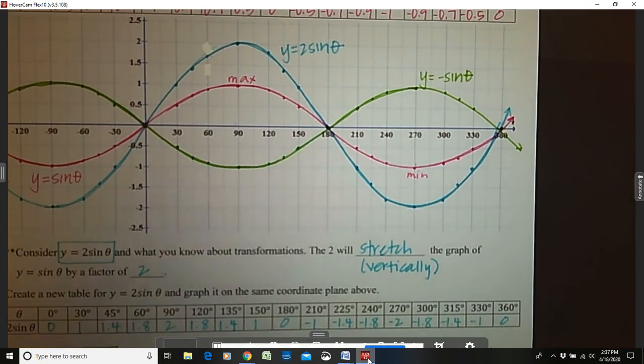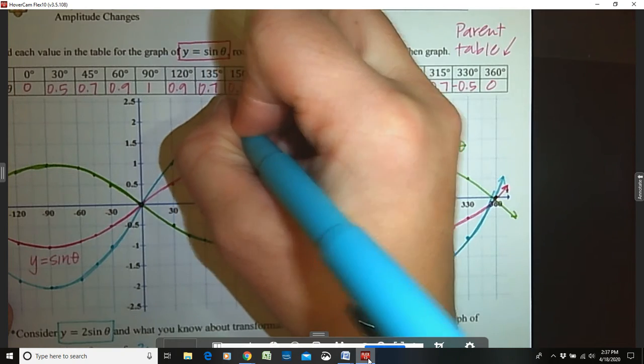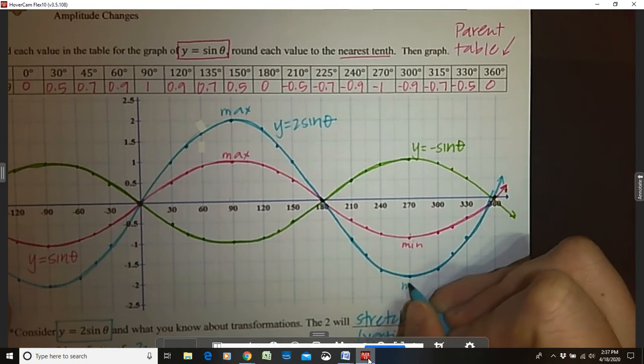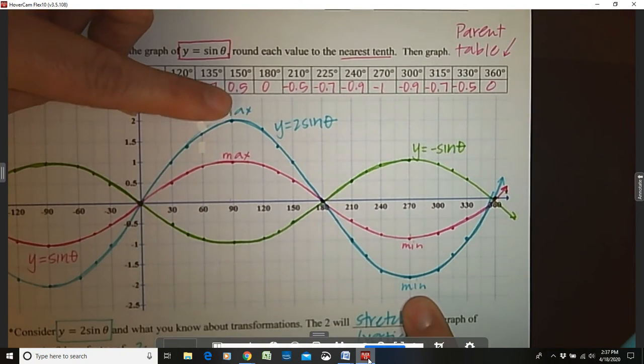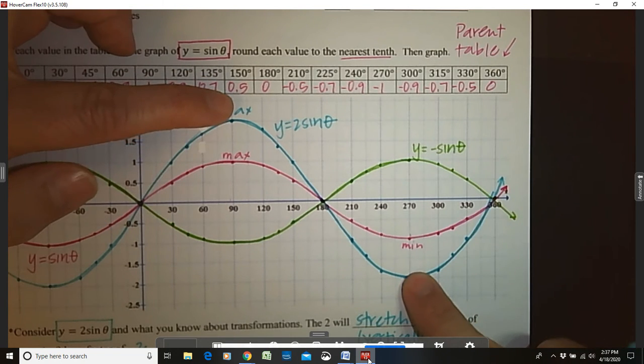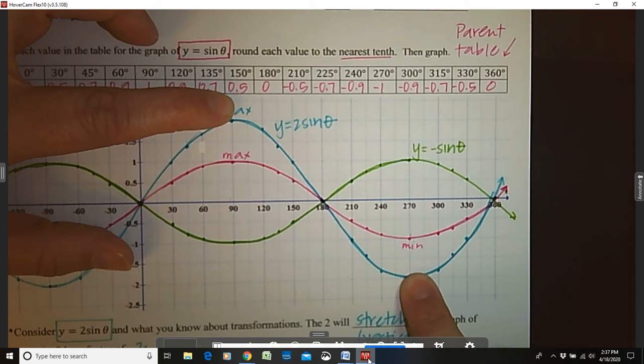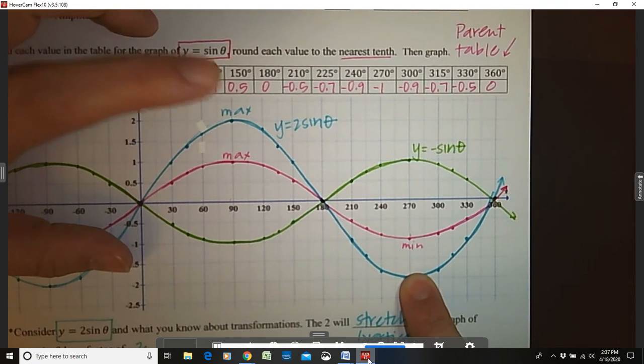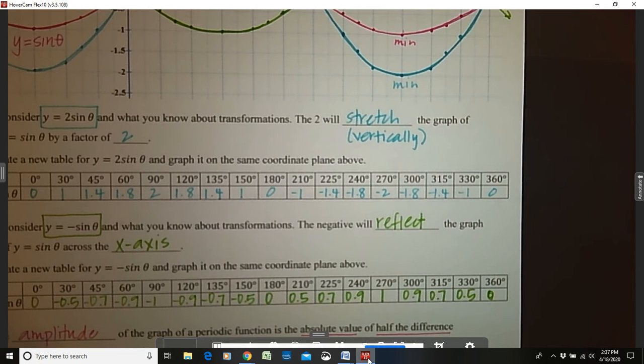Now, if I look at my blue graph here, there is a max and there is the min. The difference between those two is 4 because it's 2 here and 2 here. So the distance is 4. Cut that in half, you get 2. So half of the distance between the max and the min. Now, we'll talk about the absolute value part in a minute. But for right now, let's just fill this in. If y equals a sine theta, the amplitude is going to be the absolute value of a.